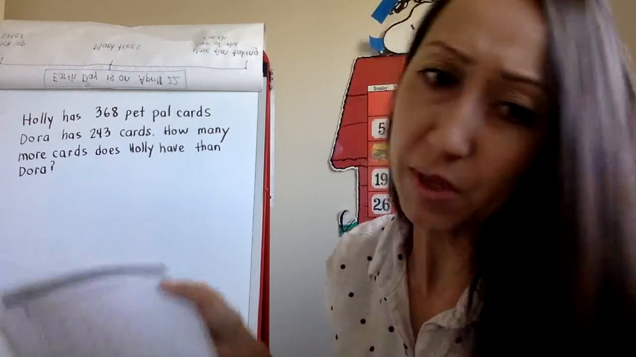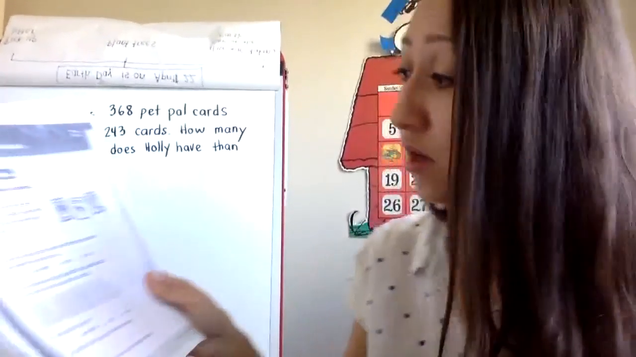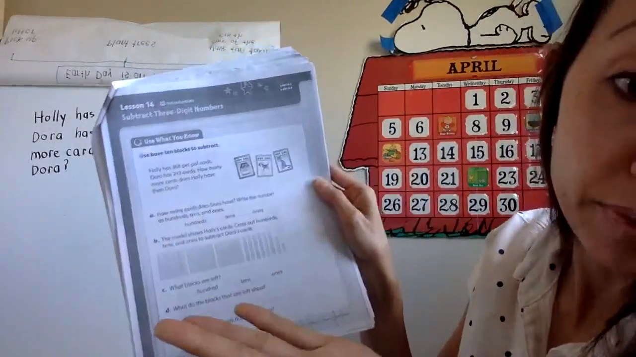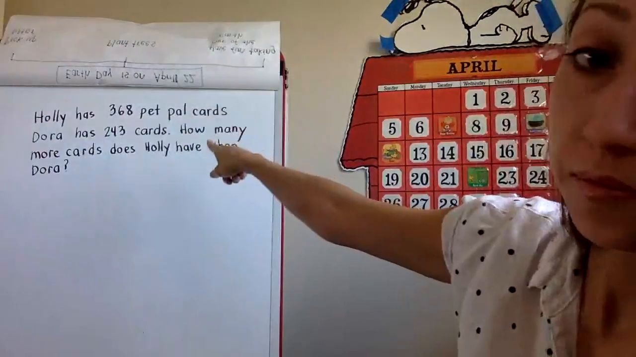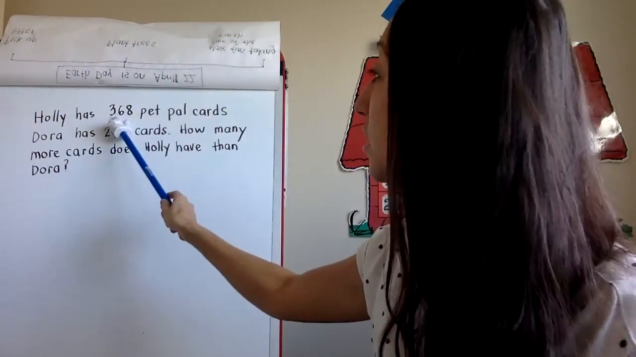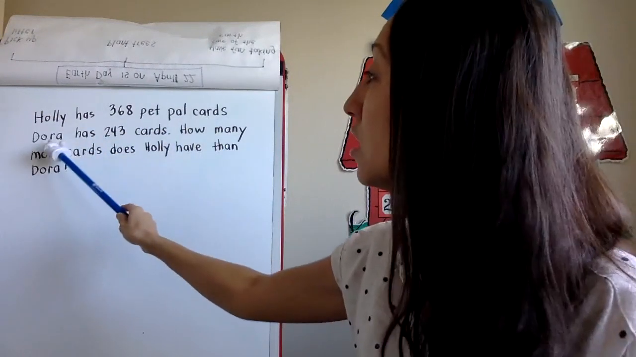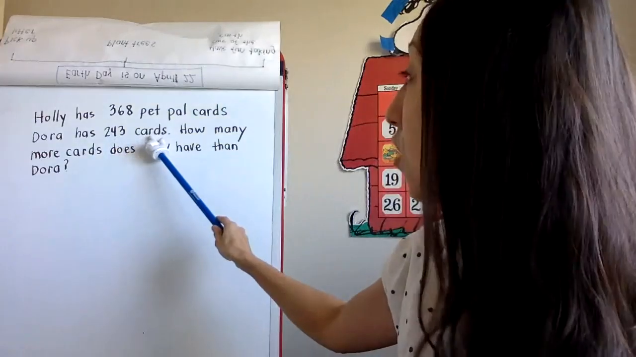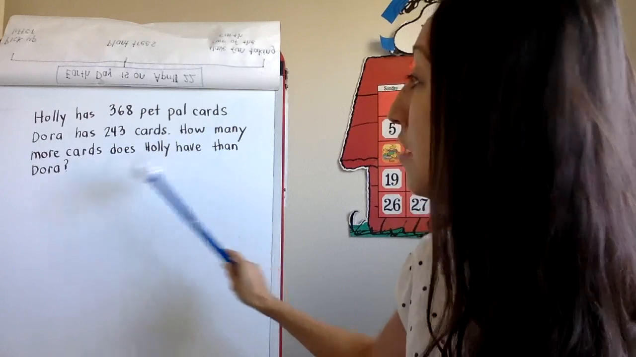So the problem that I want to spend a minute or two talking about is the word problem. That is on the very first page, 124. And look, it's about pets, so this is perfect. Okay, so the word problem I copied up there. It says Holly has 368 Pet Pal cards. Dora has 243 cards. How many more cards does Holly have than Dora?